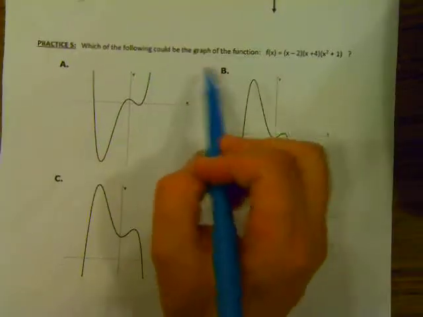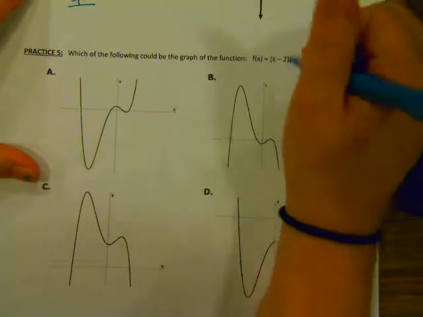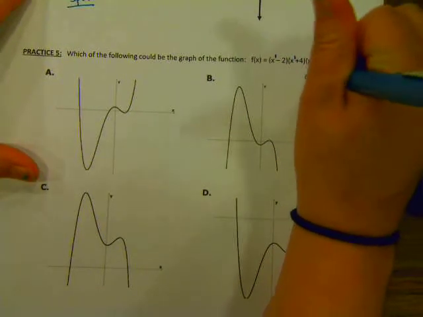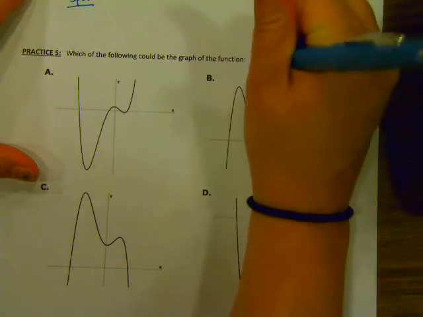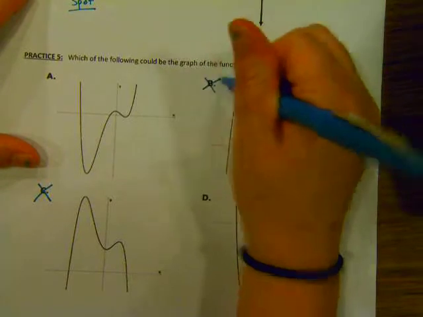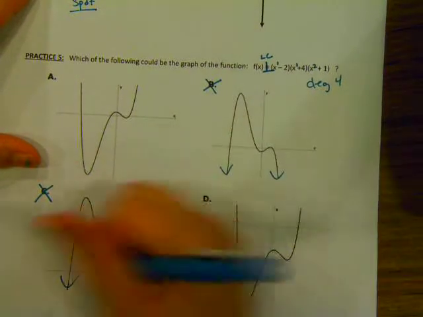Last practice here, then you can start your homework. Which could probably be the graph? Well, let's again. 1, 2, 3, 4. So this has a degree of 4. And look in front, it's a positive LC. So it cannot be C, it cannot be B, because these are negative end behaviors.